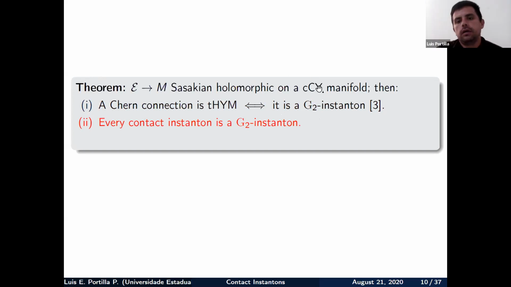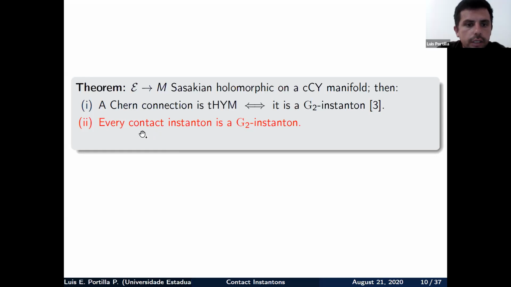Okay. We had a Sasakian manifold with a transverse volume form. Especially, we had an SU(n) structure and a G2 structure in this case. So contact Calabi-Yaus are Sasakian manifolds with SU(n) structure.